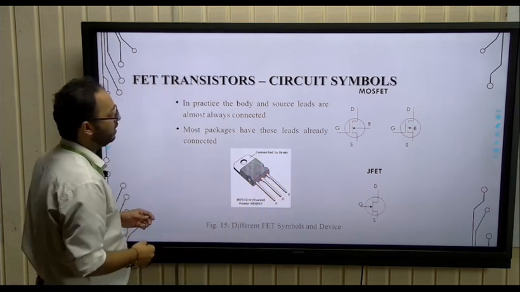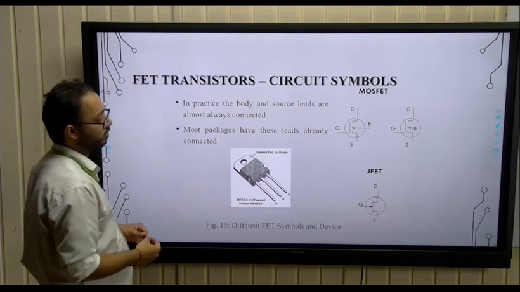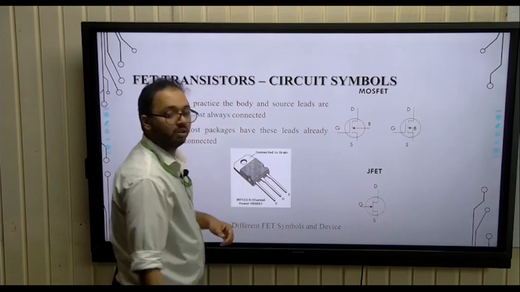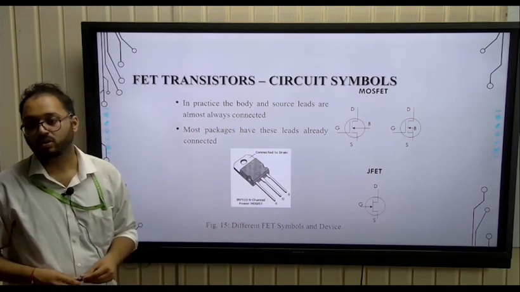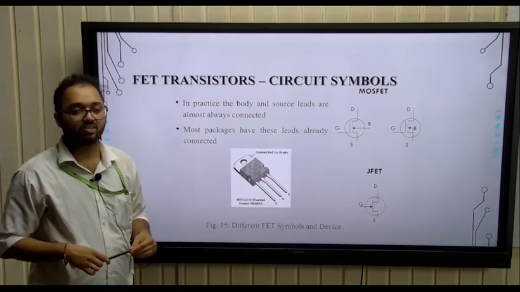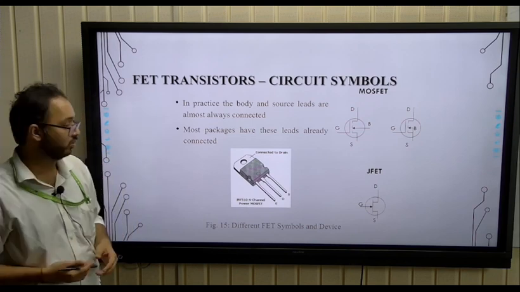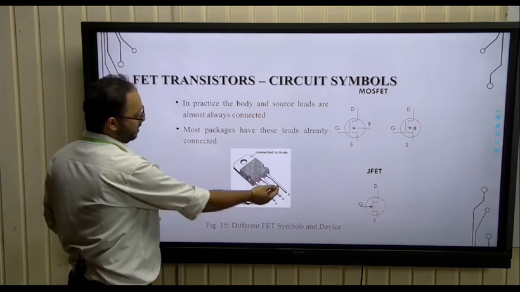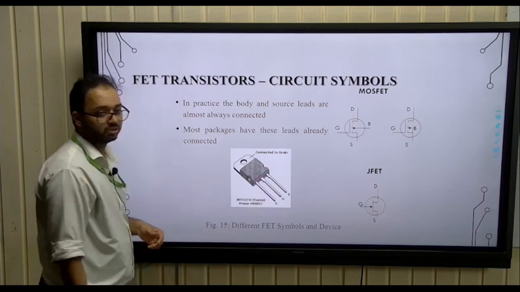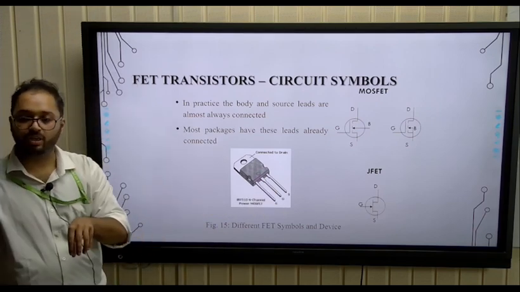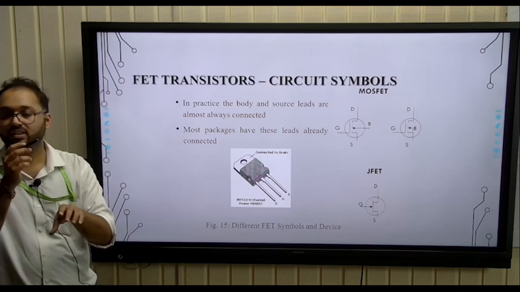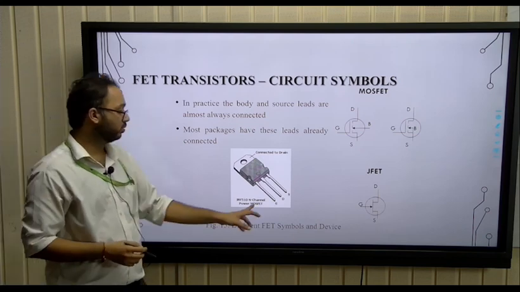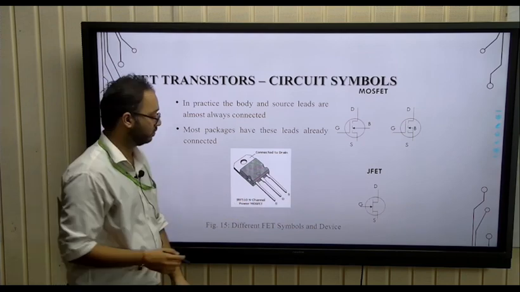In practice, body and source are mostly shorted. Whenever you see it, this remains shorted most of the time. You do not use the body until and unless you require a high amount of control. Most of them are packaged like this: gate, drain, and source. Some of them will have a body part. So either you will disconnect the body part from the whole device, or you will short the body with the source.